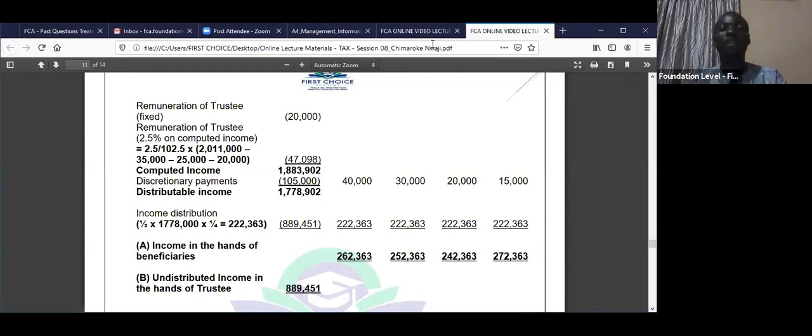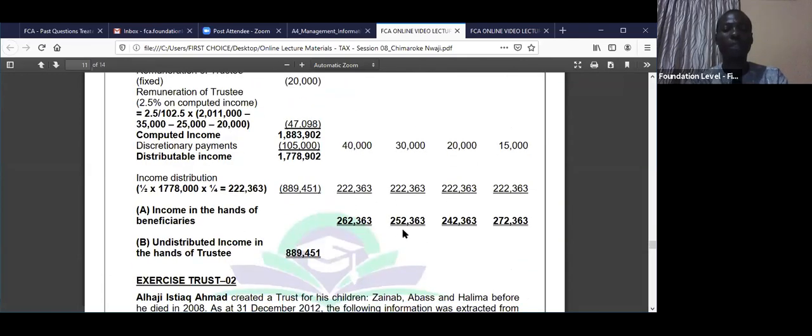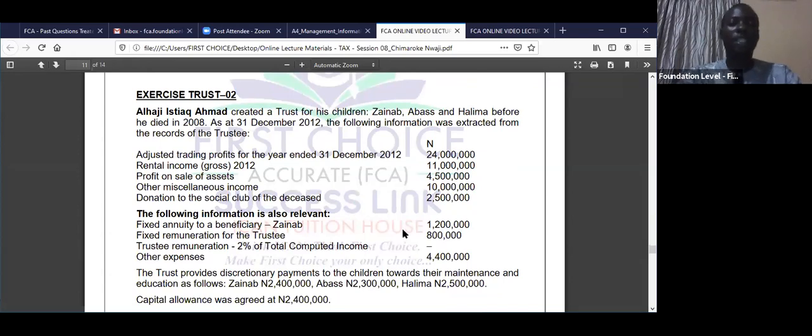Let's see another question, the second question to illustrate our point. Look at Alhaji, who created a trust for his children. So this man is the settlor. He created a trust for his children. Now look at his children: Zainab, Abbas, and Halima. So what am I going to do? I'm going to get four columns: one for Halima, one for Abbas, one for Zainab, and one for the trustee.